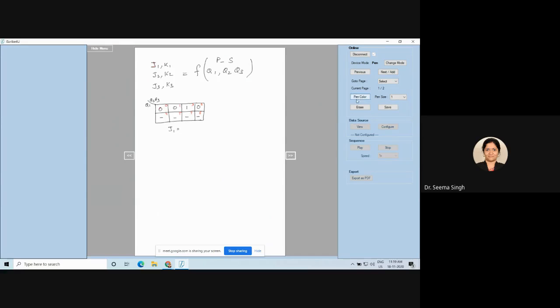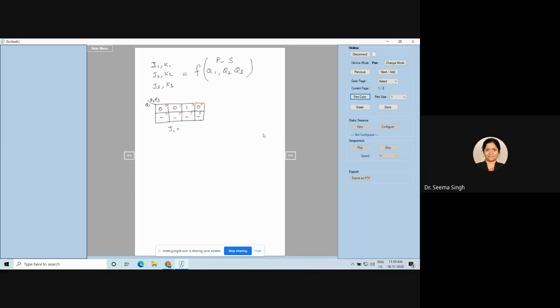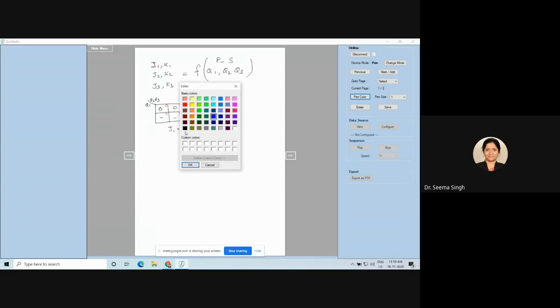So can somebody tell me what will be the grouping? Only one grouping is possible, that is this, right? Our headache is to make grouping of 1. We need not bother about 0 or don't care. So this becomes J1 is Q2, Q3. Is it clear to all of you? How did I make this? If any doubt, please let me know.